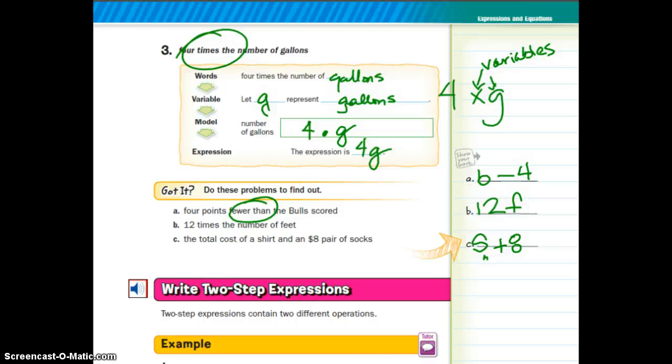Now because I have shirt and socks starting with the same letter, I decided to put a little h subscript, so I define that as my shirts. I can't put an s and a big H, but I can put a subscript of H. Let's keep going.